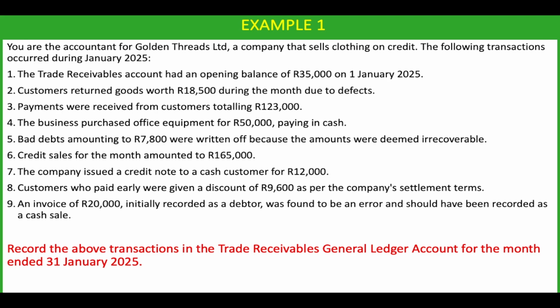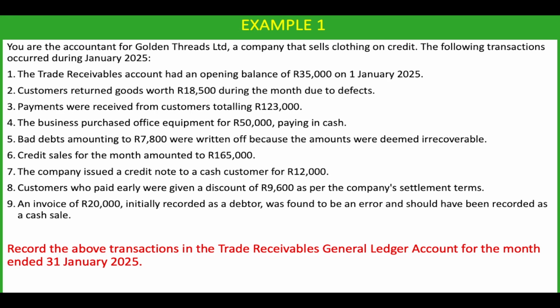So in this particular example, we are told to record the above transactions in the Trade Receivables General Ledger account for the month ended 31 January 2025. So we know that this is specifically for a month, unlike the one that I alluded to, which is more complicated. That one is for a year, but it's not that complicated, as you will see if you go through it. Okay, so this one here is for a month. We are focusing on the month of January.